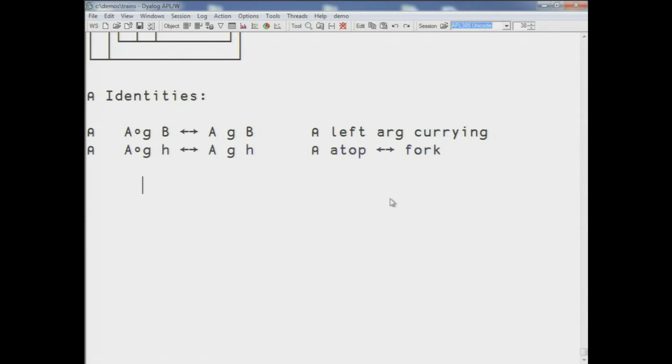Now that we have trains, we also have this identity. The thing on the left is a 2-train. It's a function. There are 2 functions. A jot G is a function and H is a function. And that's the same as A G H. That's a pleasant identity. And that works both in a monadic and dyadic context.